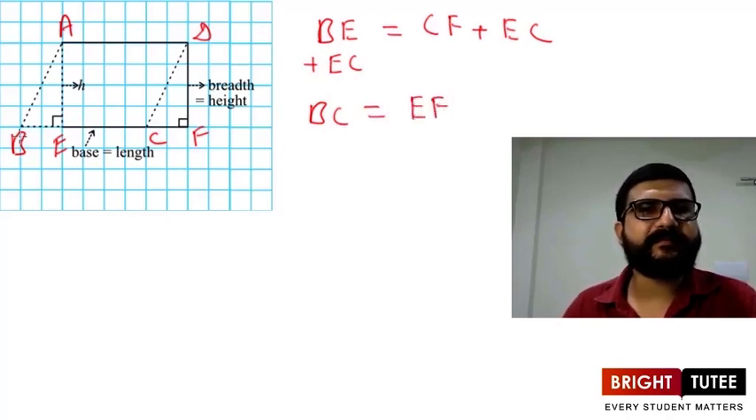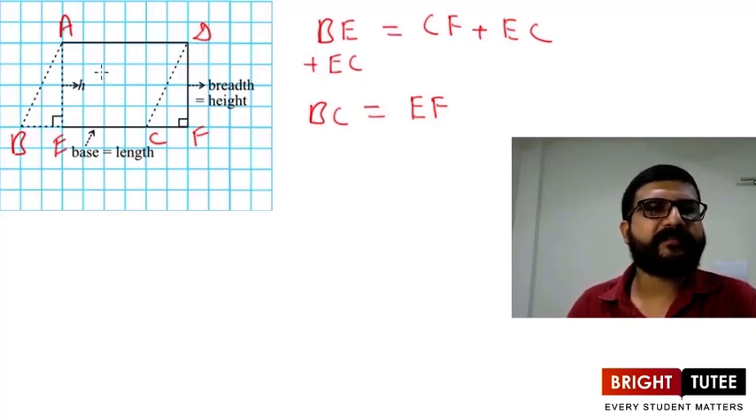Now what we are getting? Base BC of parallelogram ABCD is equal to length of rectangle, or we can say length EF of rectangle AEFD. Now we know how to find area of rectangle. So here we can say that area of parallelogram ABCD is equal to area of rectangle AEFD.